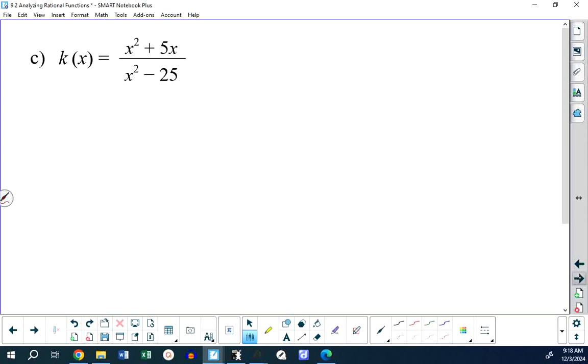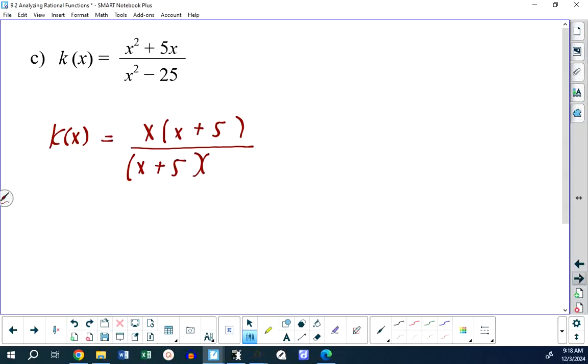What about x squared plus 5x over x squared minus 5? Again, the key is in factoring, and I can take out a common factor in the numerator, and the denominator is a difference of squares. So we actually have two non-permissible values, because that factor of x plus 5 gives us a non-permissible value of negative 5, and the x minus 5 gives us a non-permissible value of 5.